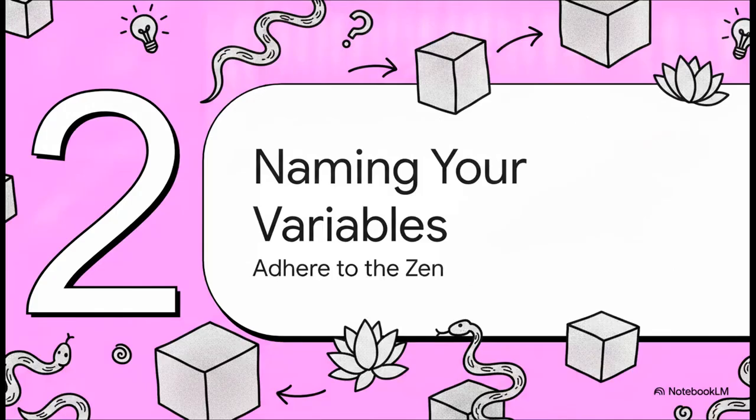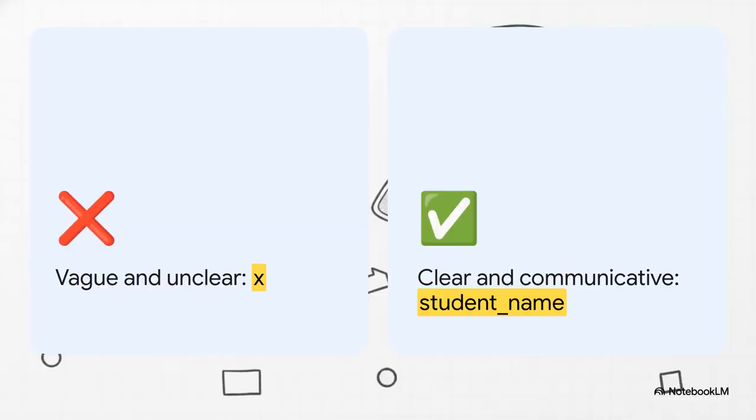Moving on to Section 2, naming your variables. Let's see how we can adhere to that Zen we talked about. Now, good variable names make programs infinitely easier to understand. While the computer understands both of the examples on this slide perfectly fine, naming your variable student_name instead of just X totally embraces readability. It clearly communicates your intent to other developers, or let's be real, to yourself when you look at the code 6 months from now and have no idea what X was supposed to mean.